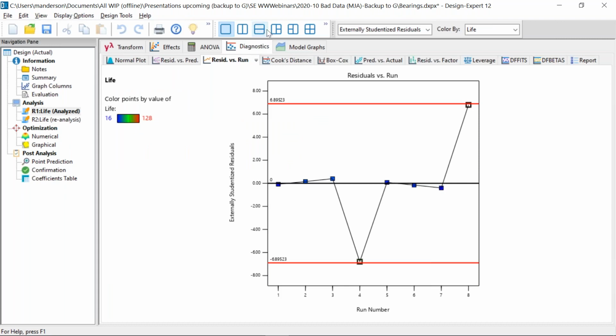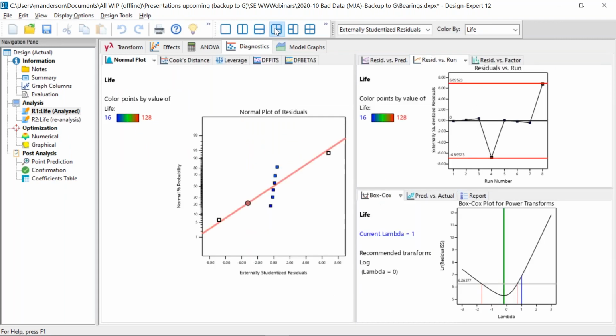Actually, I like looking at these 3 diagnostics. I like looking at the normal plot of residuals, which immediately we see is not following a straight line. I like looking at the residual versus run, which definitely throws off. But last but not least, I like looking at this Box-Cox plot.